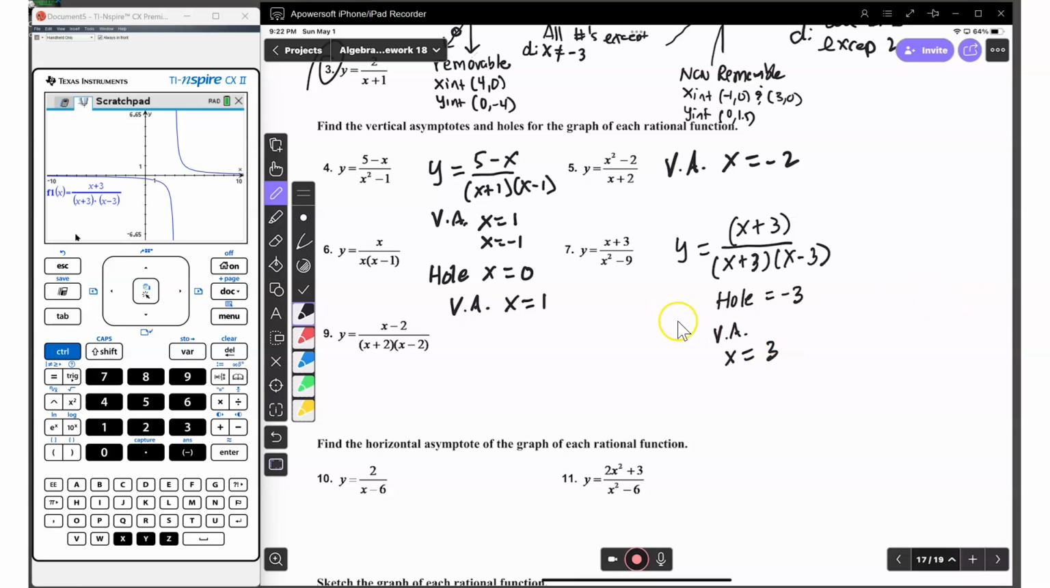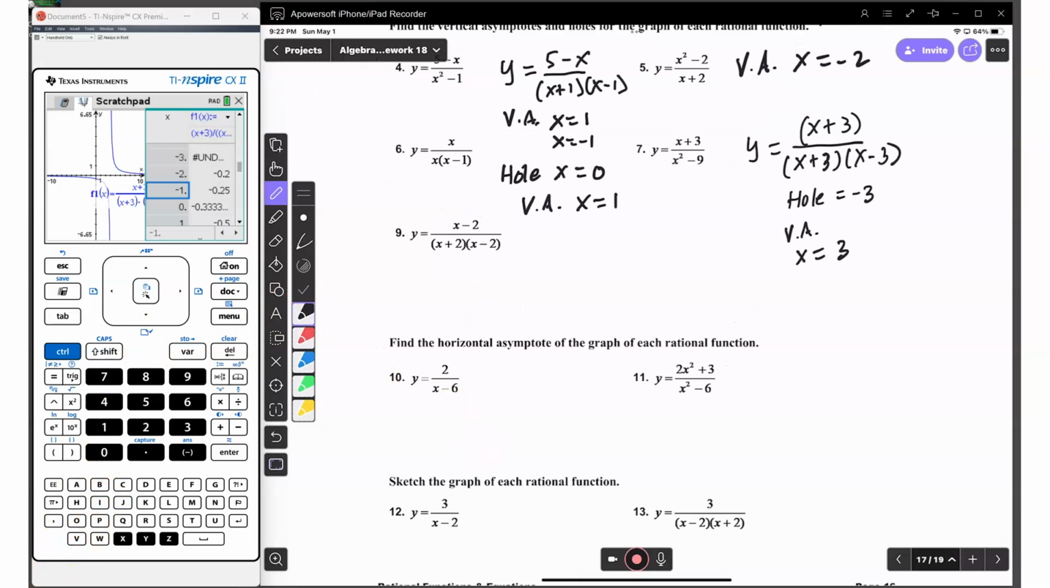So I'm going to go ahead and show you, here's a graph. And we have the vertical asymptote, which is at 3. And if we go to our table, we will verify. So at 3, it's undefined. And also at negative 3, it's undefined, so there's a hole at x equals negative 3.